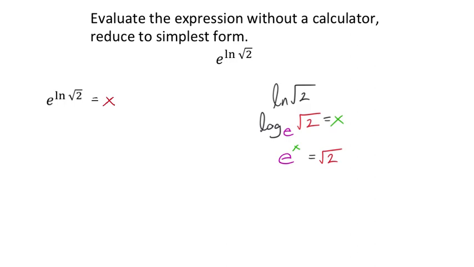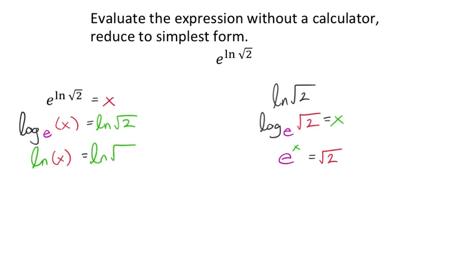Because I got a base e, I'm going to put an extra step in here. Some of you may be able to skip this step. So it'd be log base e of x, and this would equal the natural log, that's the exponent, of the square root of 2. This is looking much better already, because I've got my log base e. What I can do is make that a natural log. So then I would have the natural log of x equals the natural log of the square root of 2.